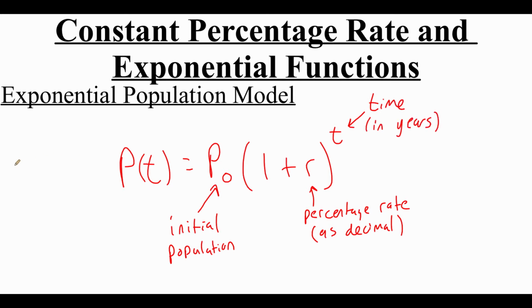If our r value is positive, then our population is going to be increasing, so we can call this a growth function. But if our r value is negative, that'll mean our population is going down, so this would be a decay function.